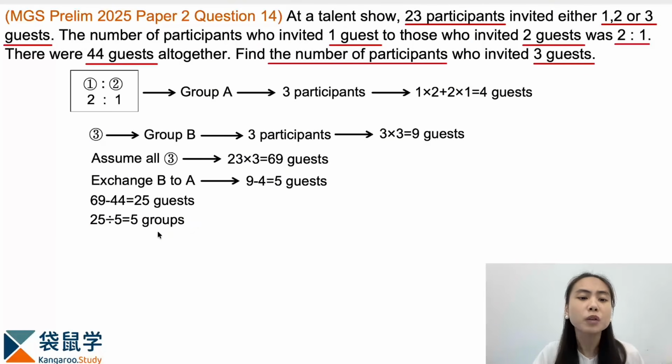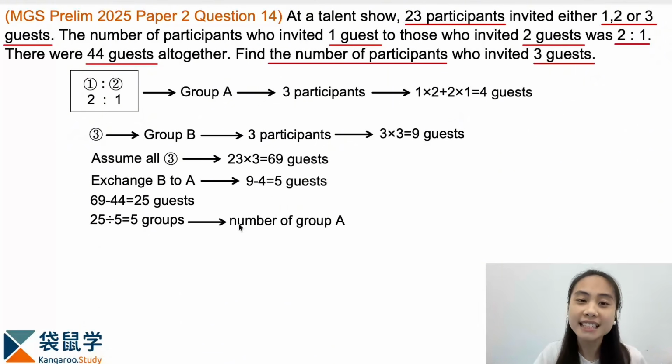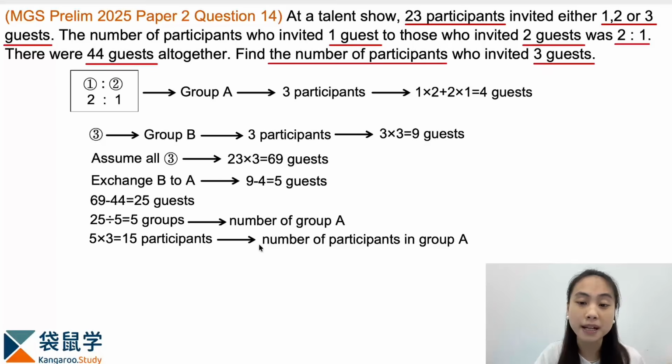So class, what does the 5 mean here? Is it the number of group A or group B? It should be the number of group A. Then since one group A has 3 participants, how many participants are there totally? It should be 5 times 3 equals 15 participants. So this is the number of participants in group A.